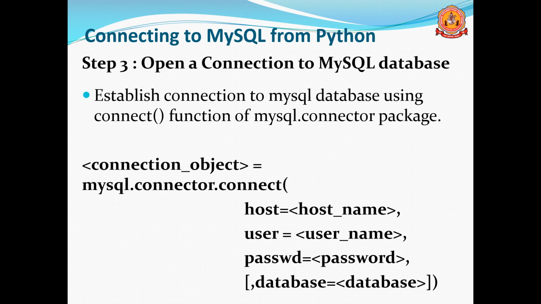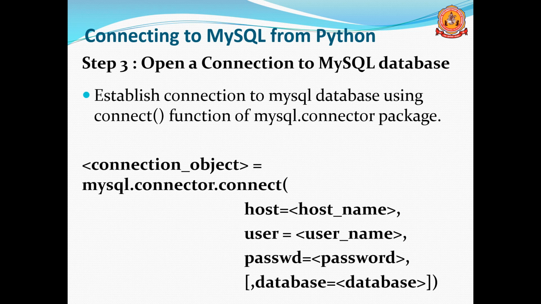The first one is host, where you have to provide the host name. Second, user, where you provide the username. Third one is passwd. Passwd is a keyword, an attribute, and for that you give the password you used. And one more optional argument is database. If you have the database name, you can provide it. If you don't, we can directly use it. So that is optional. But host, user and password are the 3 mandatory fields for the connect function.